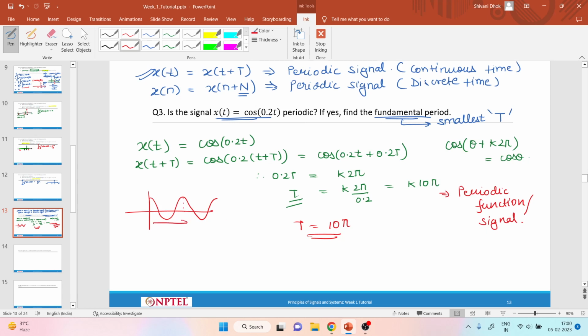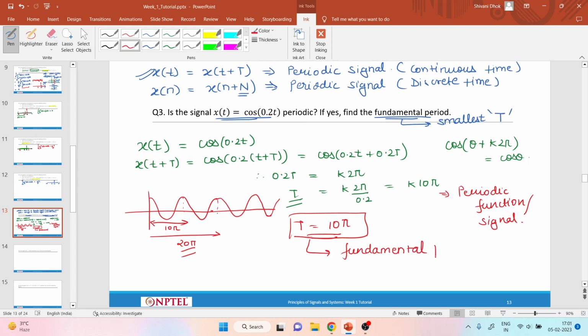So this is 10 pi and this is 20 pi. So after that also it will be continuing, and it will be periodic with period 20 pi also. But what fundamental period says is that it is the smallest value for which it starts to repeat, and the smallest value will be T equal to 10 pi. Is this fine with everyone? So this T equal to 10 pi is the fundamental period.